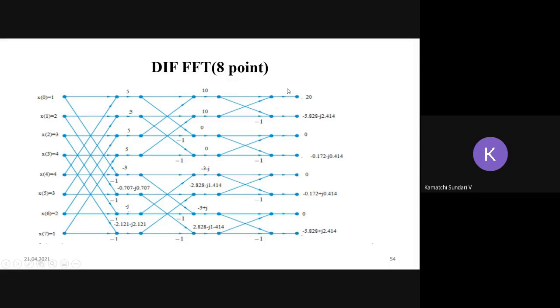But while writing your answer, you should be very careful. First, you have to write the 0th sample, then first sample, then second, then third, fourth, fifth, sixth, and lastly 7. Right? So you have to do it in this fashion.